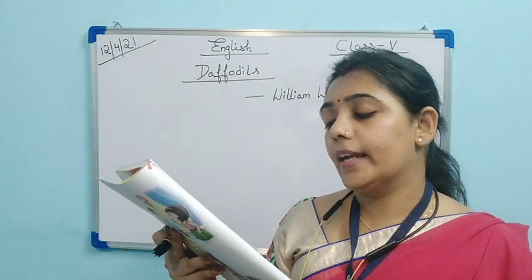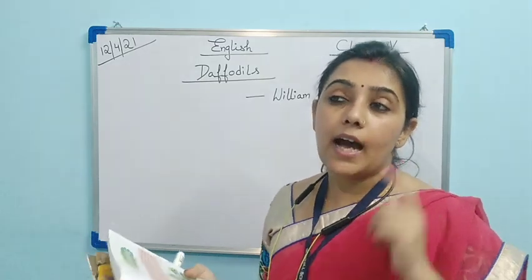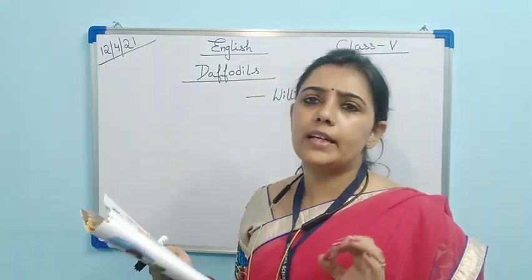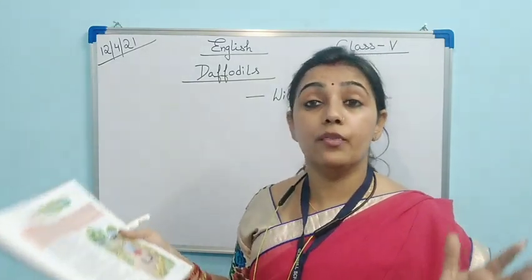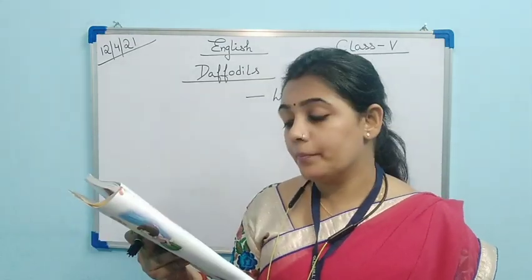10,000 saw I at a glance, tossing their heads in sprightly dance. Means the poet is saying, I can imagine that it must be 10,000. That means 10,000 flowers at a glance. That means it is really innumerable.